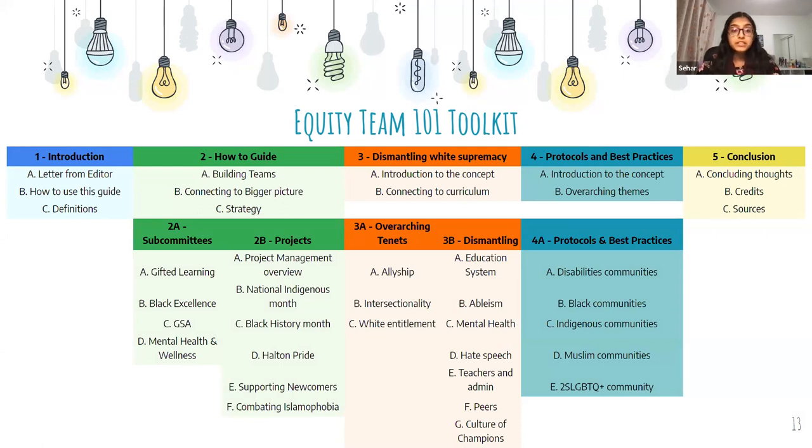The 5 sections consist of an introduction, a how-to guide, dismantling white supremacy, best practices and protocols, and a conclusion. It's not only used for schools, but it can also be used to identify events and ongoing issues in the community.